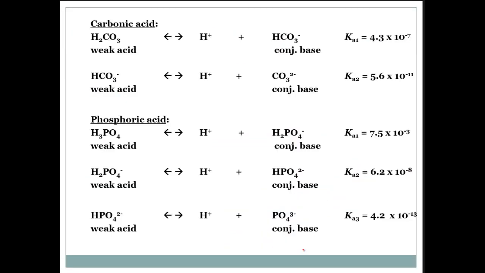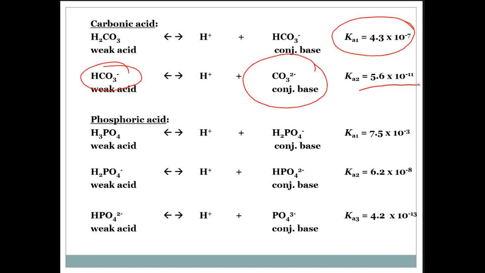So here are some more examples. H2CO3, when it removes the first hydrogen, has a Ka of 4.3 times 10 to the negative 7. When it tries to remove that second hydrogen, it drops, I should say, to 5.6 times 10 to the negative 11. Phosphoric acid, which has 3 hydrogens, once it removes the first one, its first Ka is 7.5 times 10 to the negative 3.